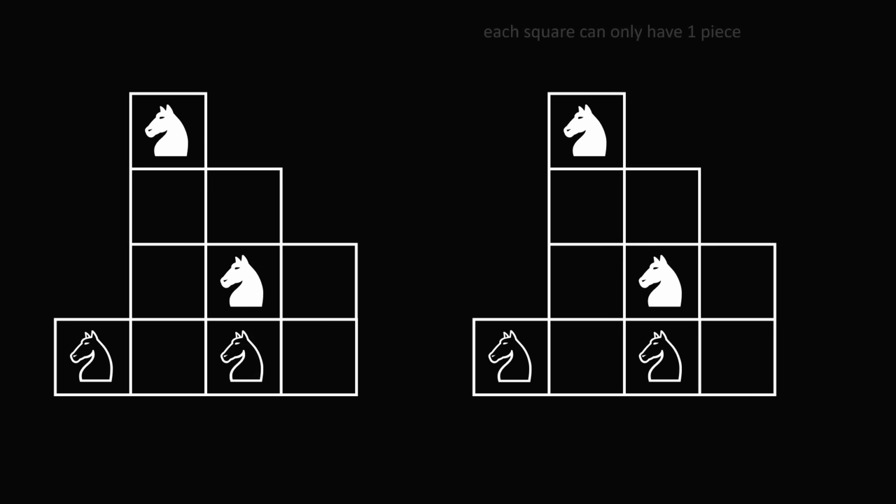And just like a regular game of chess, each square can only have 1 piece. So you can't move 2 knights to occupy the same square. This would not be allowed. But there is one difference to a regular game of chess. Unlike chess, you do not have to alternate moves between white and black.